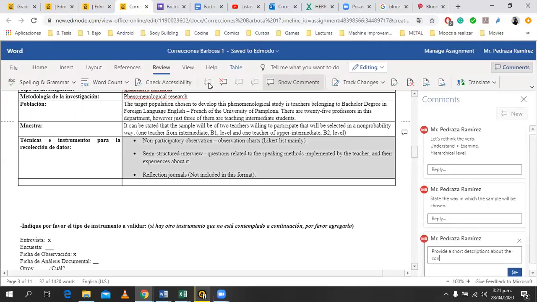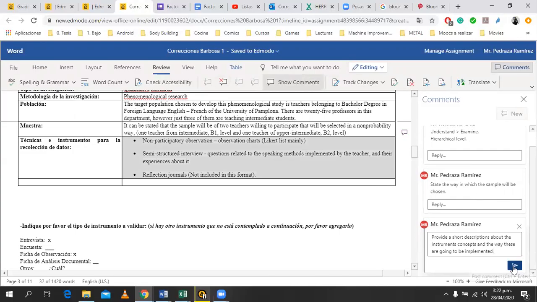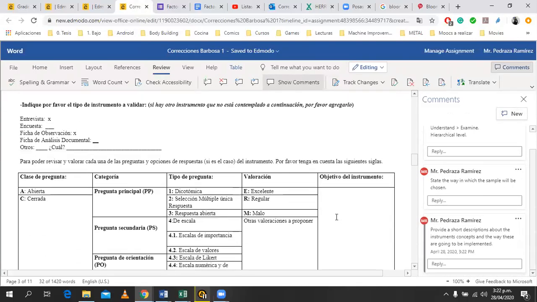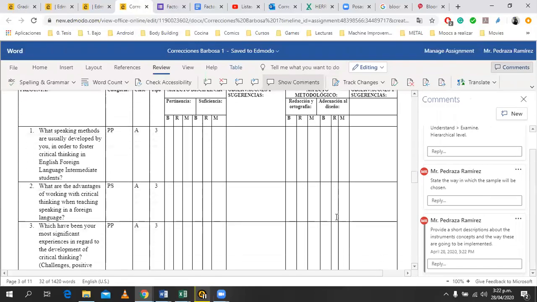Provide a short description about the concept. Is it necessary? Yeah. It sounds better because in that way the expert would know what they're going to do, right? Okay, now let's see right here.